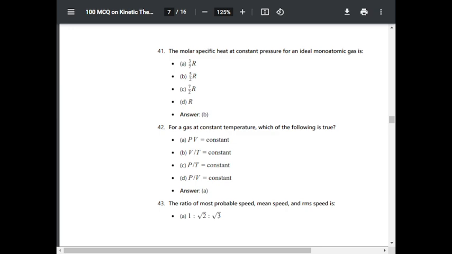Question number 42. For a gas at constant pressure, which of the following is true? Option A, PV is constant; option B, V by T is constant; option C, P by T is constant; option D, P by V is constant. The correct answer is A, PV is equal to constant.